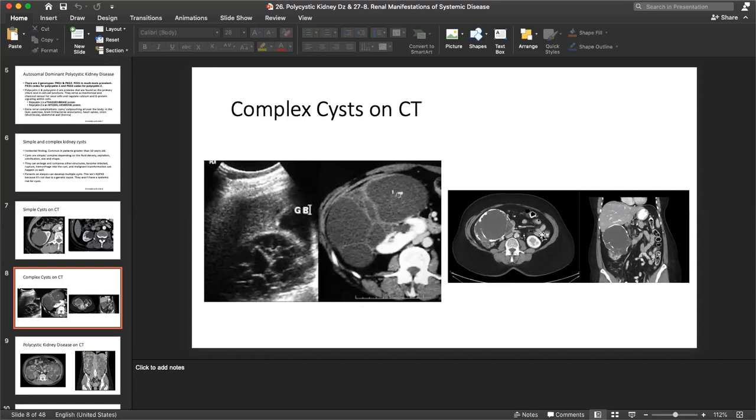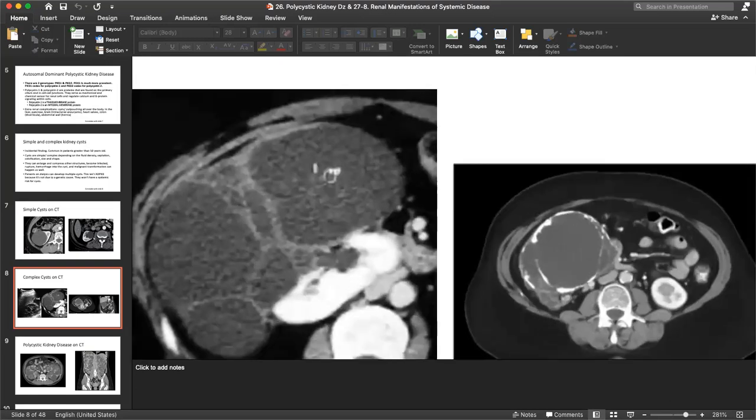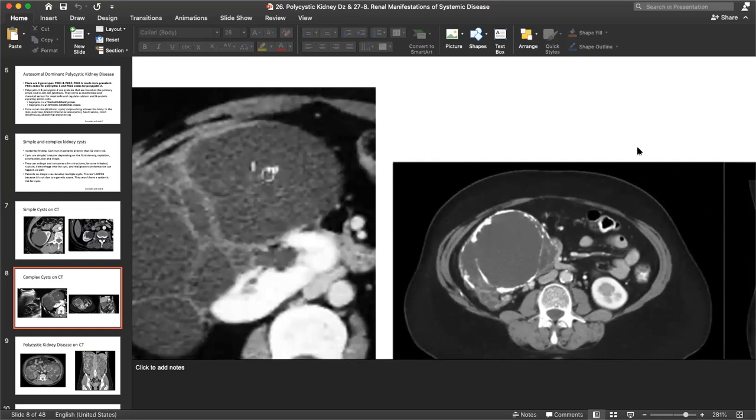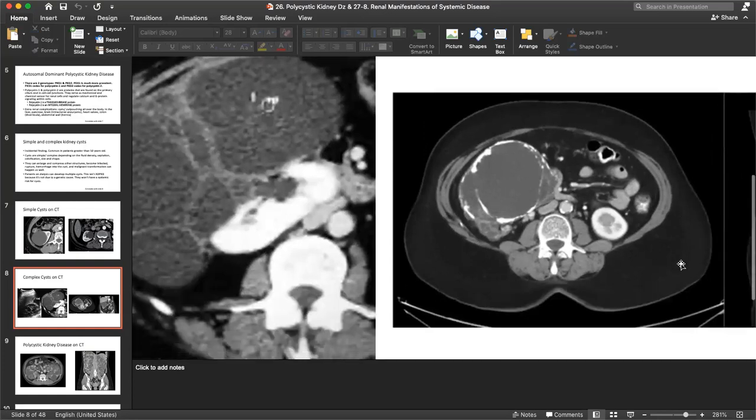Let's go over to these. These are better. You can see right here. Let me get it here. Oh, yeah. You can see the septations.